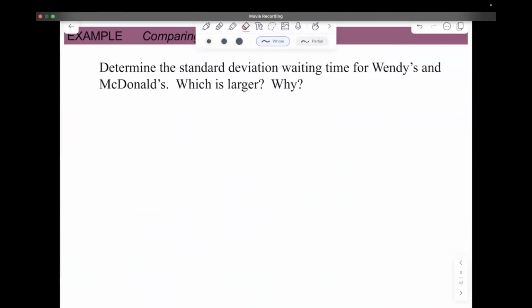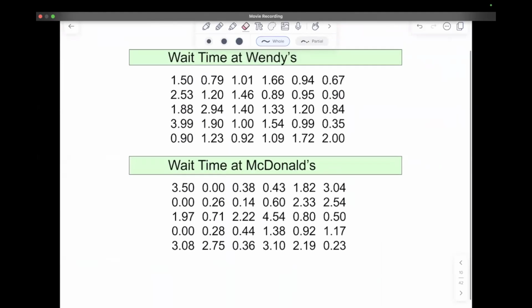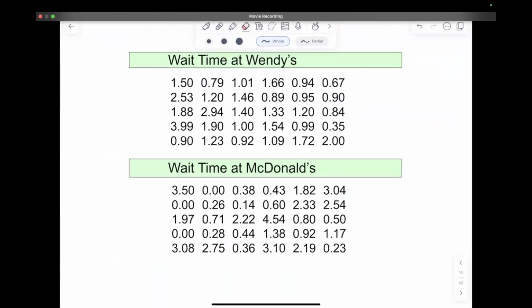So let's compare some standard deviations and talk about the implications. We're going to take a look at some data values and we're not going to calculate anything. I'll calculate it for you. We're going to compare their standard deviations. I have a bunch of wait times right here. These are samples of wait times at Wendy's and wait times at McDonald's. Right now, it's just a whole bunch of raw data. It doesn't tell us anything.